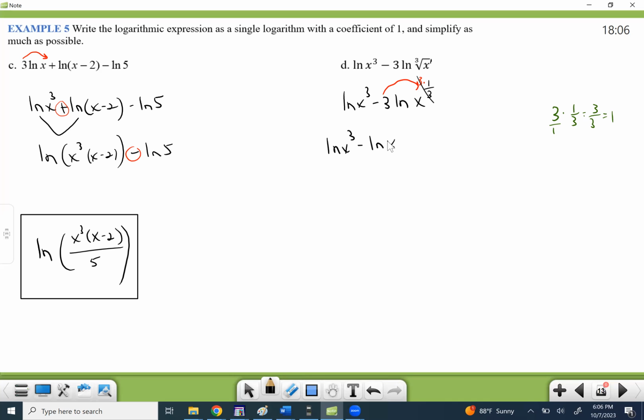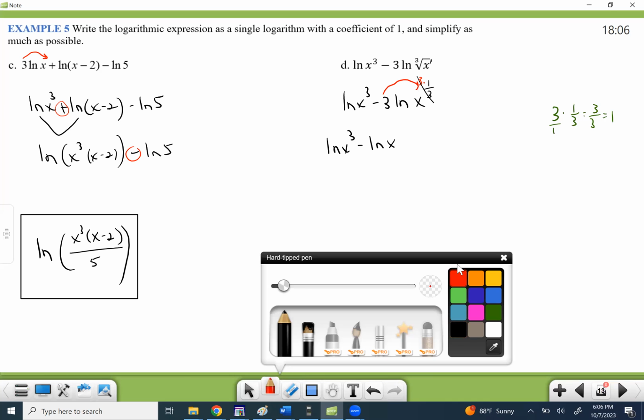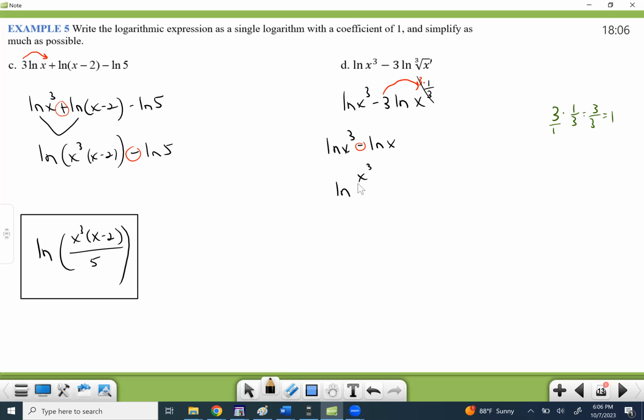And then subtraction is going to become division. So we're going to go ahead and make this a single logarithm with the x cubed on top of the x. And of course, we're not going to leave that. The directions say simplify as much as possible. So we're going to go ahead and cancel. Remember, x cubed over x. If you've got 3 x's in the top and 1 x in the bottom, when you cancel, you'll just be left with x squared. Another quick trick is to just subtract. If you do 3 minus 1, boom, you get to your 2.